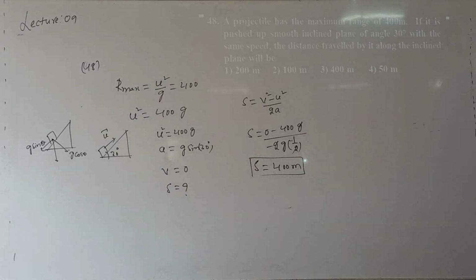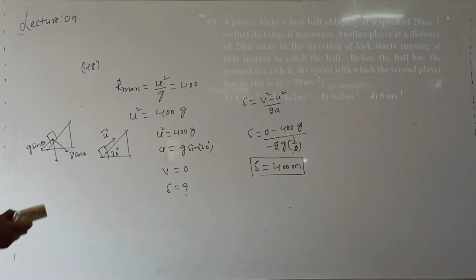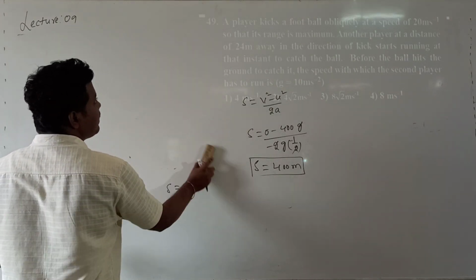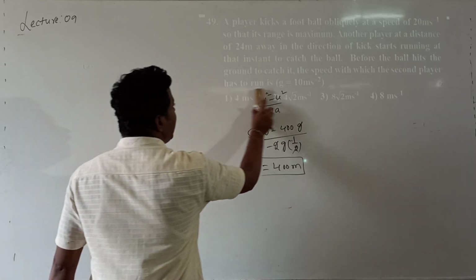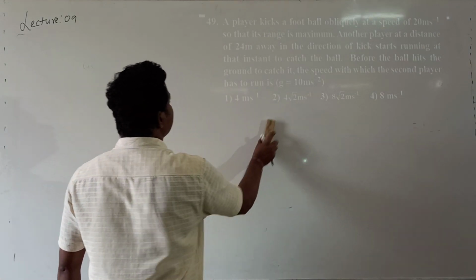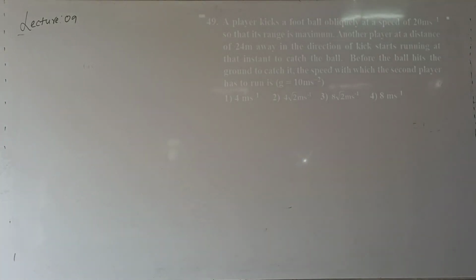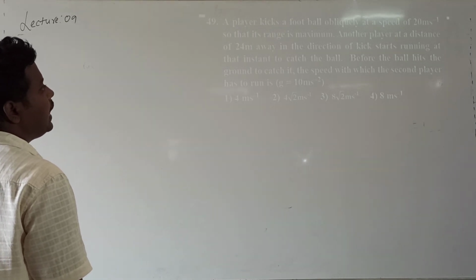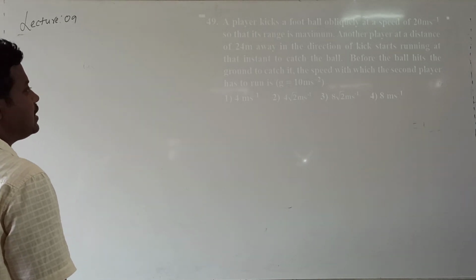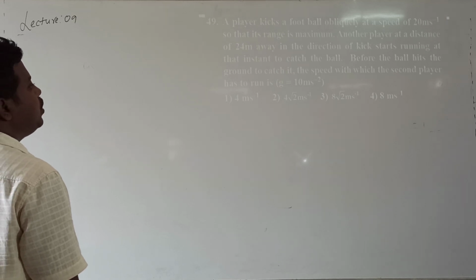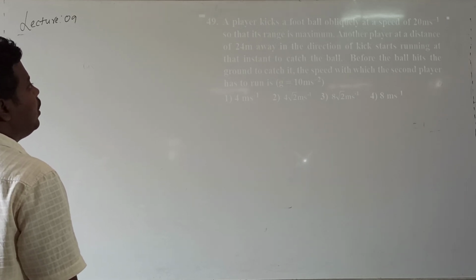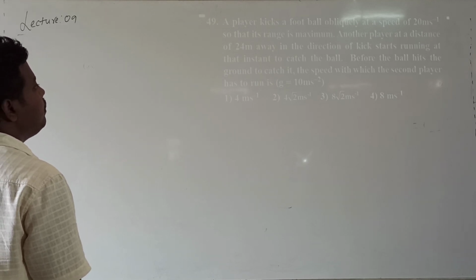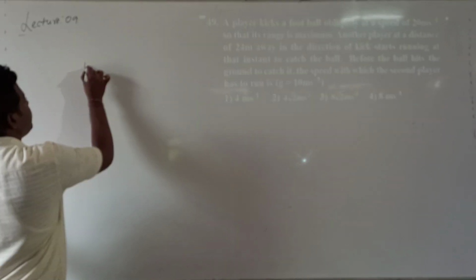Next one, question number 49. Important question. A player kicks a football obliquely at a speed of 200 meters per second so that its range is maximum. Another player is at a distance of 24 meters away in the direction of the kick, and starts running at the instant of the kick to catch the ball before it hits the ground. The speed with which the second player has to run is what is asked in question number 49.